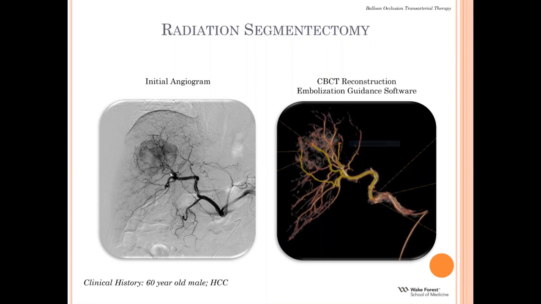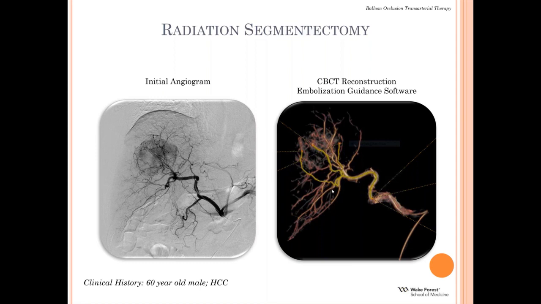When I'm in a proximal vessel, usually the proper hepatic artery or the common, I'm going to do a cone beam CT, and that's going to show me where all the vessels are. And then I'm going to use embolization guidance software that's going to help me find exactly which vessels are feeding the tumor. So in this instance, we're able to identify that there's three main vessels here feeding this large tumor.